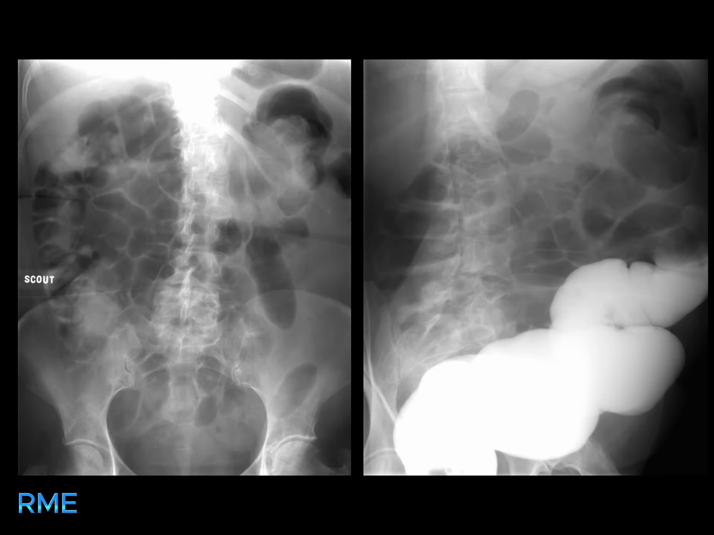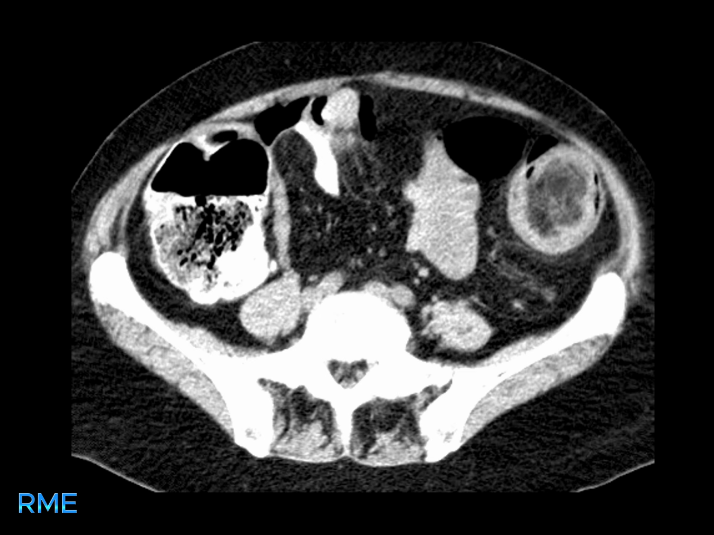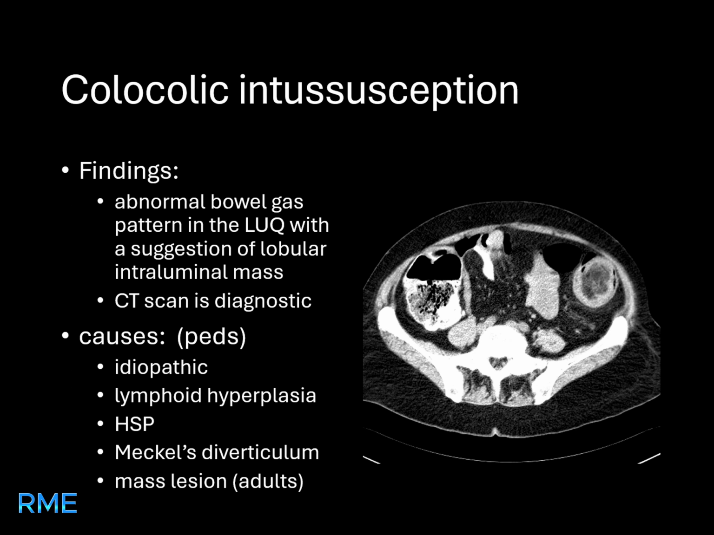What abnormalities do you notice in this image? This image shows an abnormal bowel gas pattern in the LQ with a suggestion of a lobular intraluminal mass. These findings are indicative of colocolic intussusception. The presence of a mass within the bowel causing obstruction is typical of intussusception. Differential diagnoses include idiopathic causes in pediatrics, lymphoid hyperplasia, Henoch-Schönlein purpura, HSP, Meckel's diverticulum, and mass lesions in adults. To further evaluate, a CT scan is diagnostic and can confirm the intussusception. Management involves reduction of the intussusception, either radiologically or surgically if necessary. Let's move to the next case.